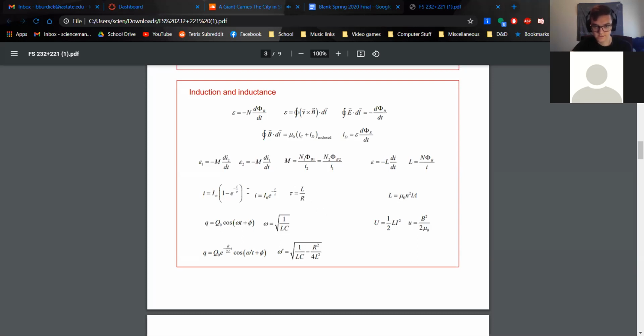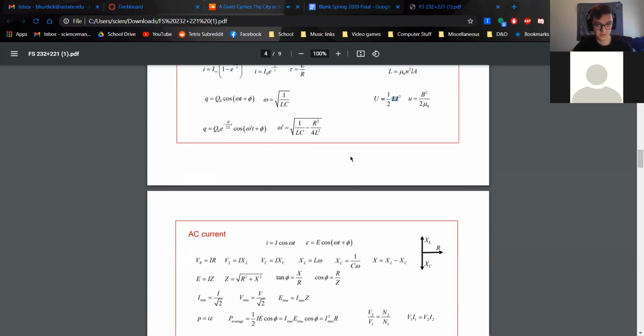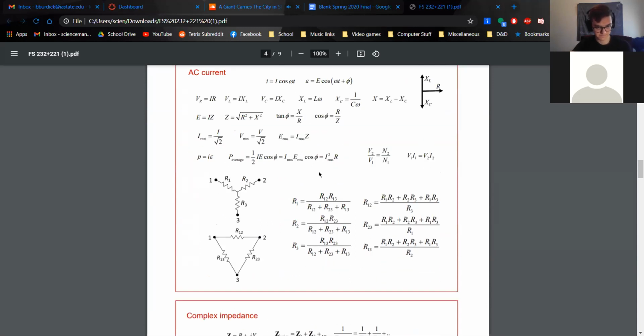So the rest of it isn't too bad. Remember the same deal: you can store energy in an inductor just like you can store energy in a capacitor. Same idea, it's just with magnetic fields instead of electric fields.